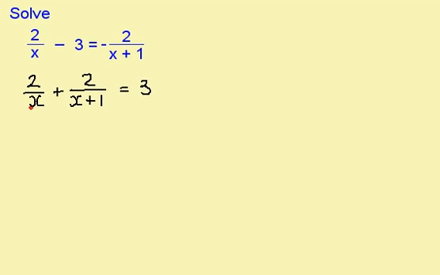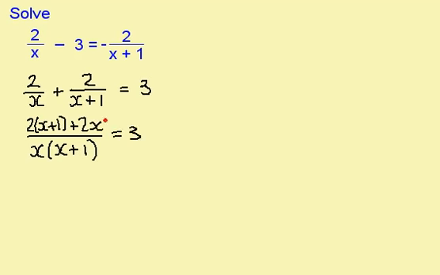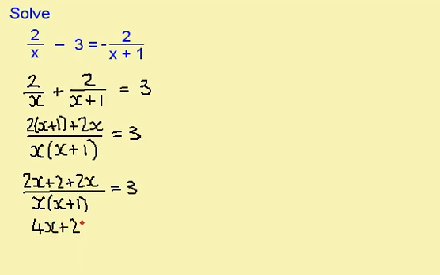The first thing you should have done is found a common denominator. The common denominator is x plus 1. x goes into this x plus 1 times, so we have 2x plus 1. And x plus 1 goes into this x times, so we have 2x. This equals 3. Multiply out the top brackets, we have 2x plus 2 plus 2x over x plus 1 equals 3. Simplify this and take this up the escalator. We have 4x plus 2 equals 3x times x plus 1.